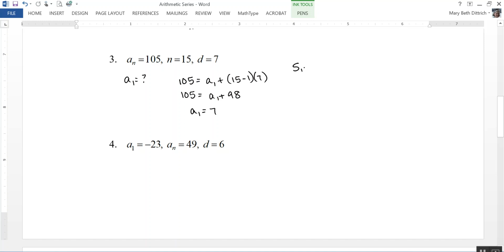So the sum of the first 15, because n is 15, terms is 15 over 2 times my first term, which I found to be 7, plus my last term. And simplifying that, S sub 15 is 840.